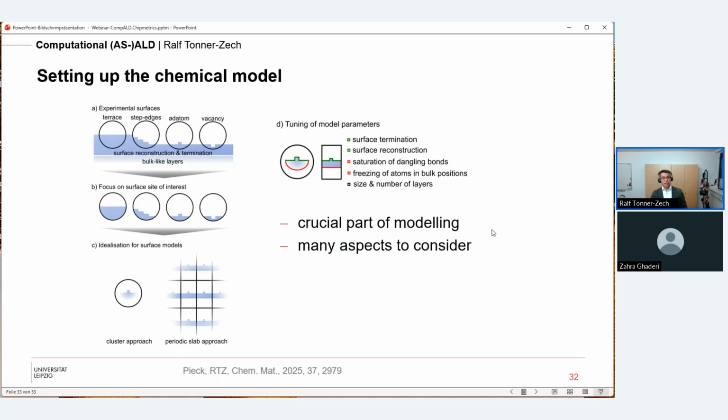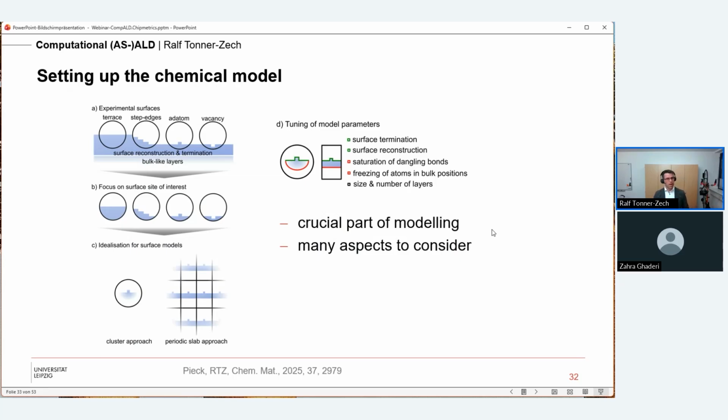And one last thing which is important here is how do I set up a chemical model? I just want to have one slide on this, but this is actually one of the major things where experience comes into play. How do I actually model the experimental system? Because very often ALD substrates are pretty complex and they are often badly characterized. So people don't really know what their substrate looks like under ALD conditions.